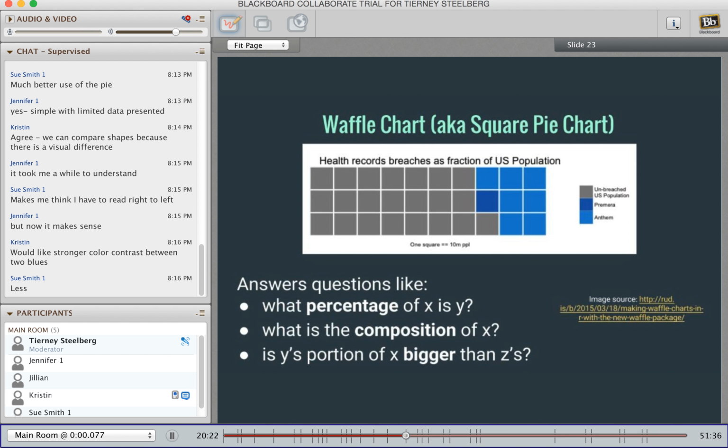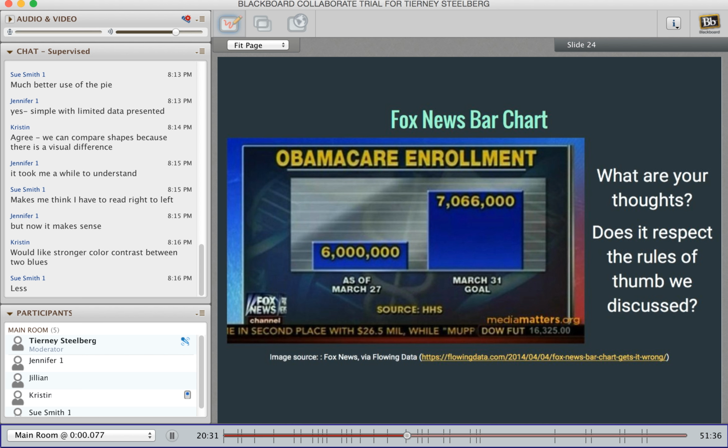All right, let's move on to the next chart type, bar charts. It wouldn't be a lesson on charts and graphs without an example from Fox News to pick apart. What are your thoughts about this particular bar chart? Does it respect the rules of thumb that we just discussed?